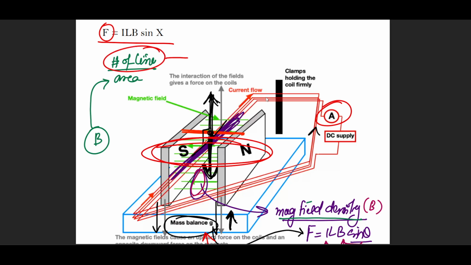And this number of lines is in physics referred to sometimes as flux. A fancier word for the number of lines, but this is what it means. So don't try to think about this in a complicated way. It's a very simple thing.